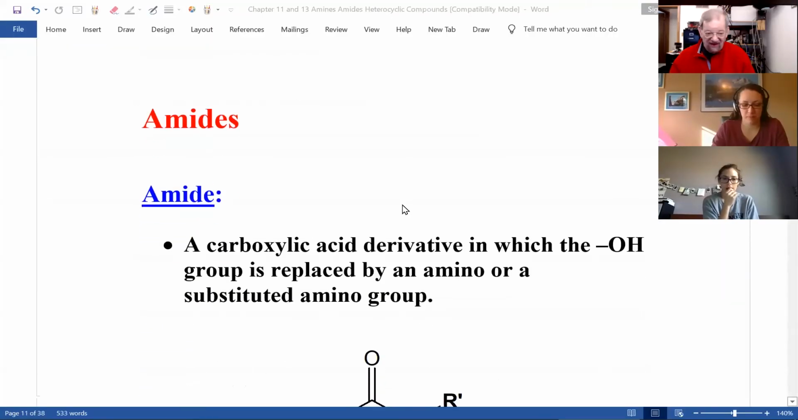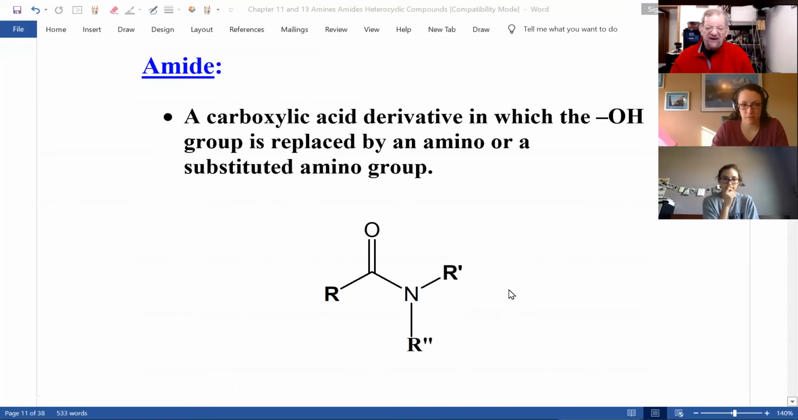Ooh, you know what time it is? It's new functional group time. It's time for a new functional group. And what's that new functional group? That new functional group is the amide.